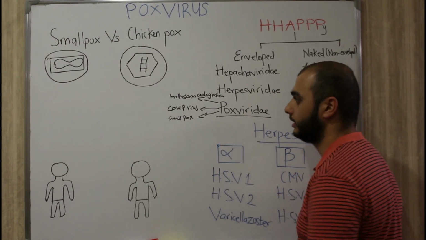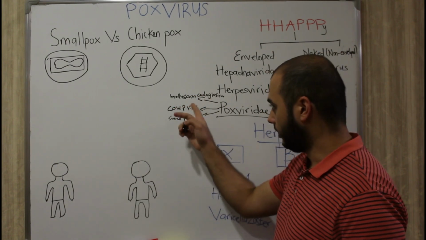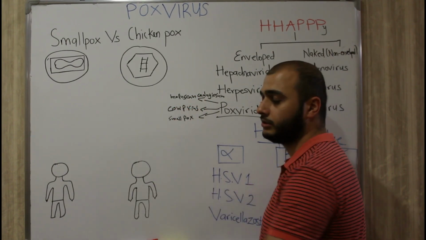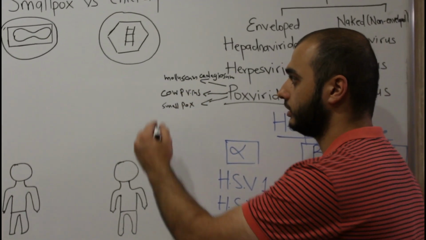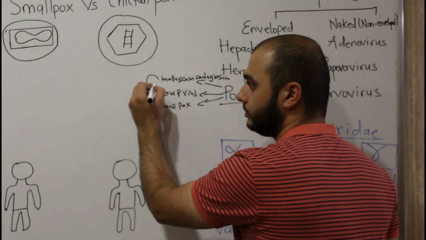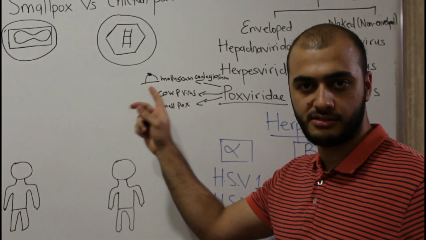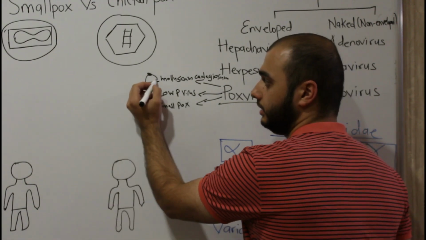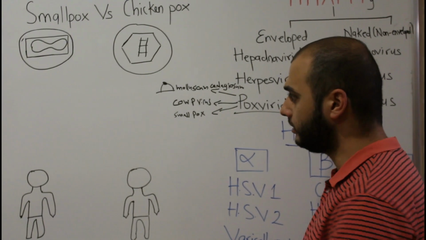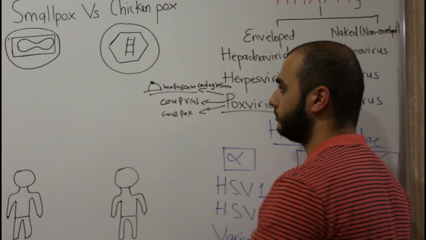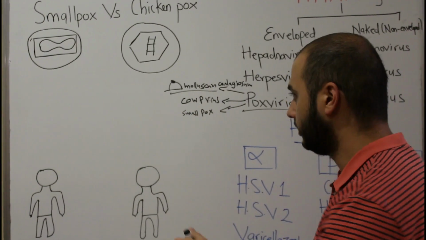Molluscum contagiosum virus is important in dermatology, and it causes a raised lesion with a dumbbell center or umbilicated center, and it's spread by infection or contact. It's highly infectious. So this is Molluscum contagiosum, which causes a raised benign lesion.